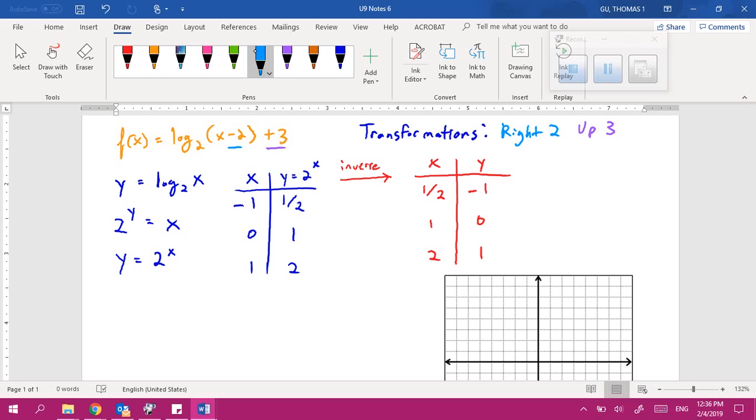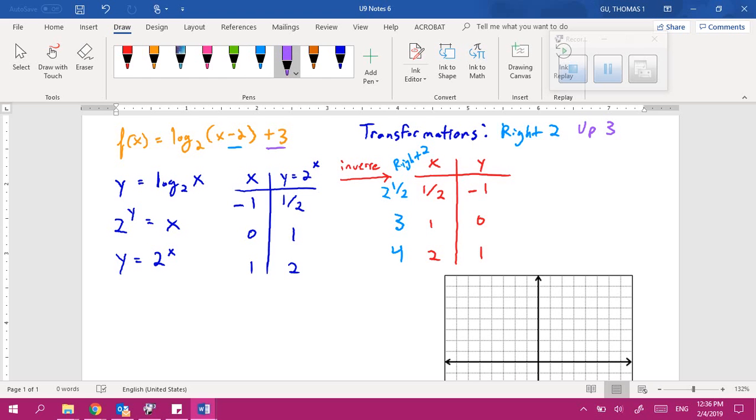Adds 2 to the x's, that's right. So what is 2 plus 1/2? 2.5, right. What's 2 plus 1? 3. And what's 2 plus 2? 4, that's right. All right, our other transformation is up 3.